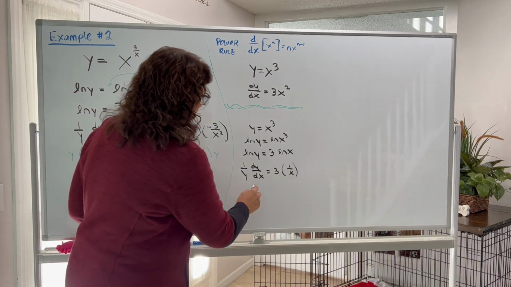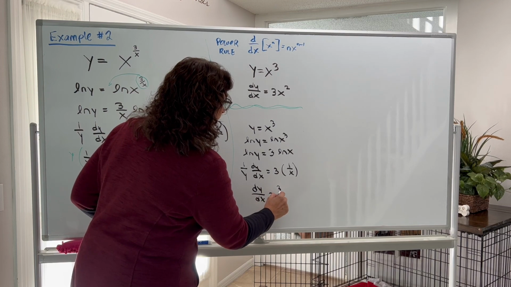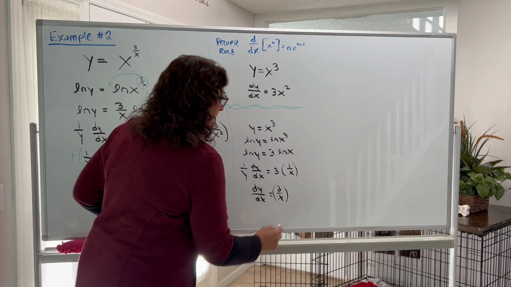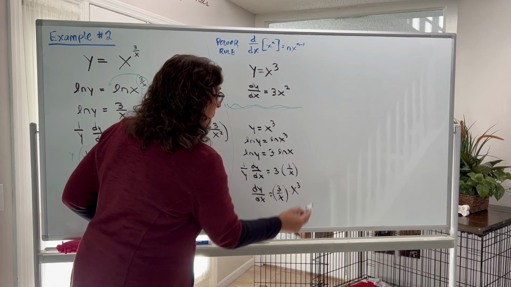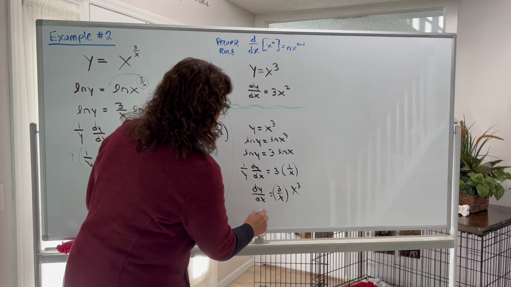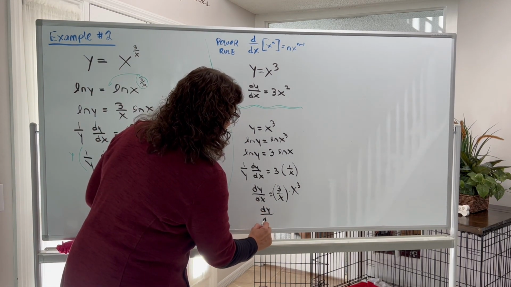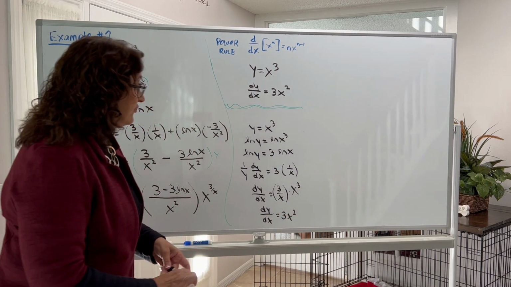We're going to multiply both sides by y. So dy dx, what do we have over here? We have 3 over x, and that needs to be multiplied by y, and y is x to the third power. When you multiply those, you see one of the x's cancels, and so your dy dx gives you 3x squared.